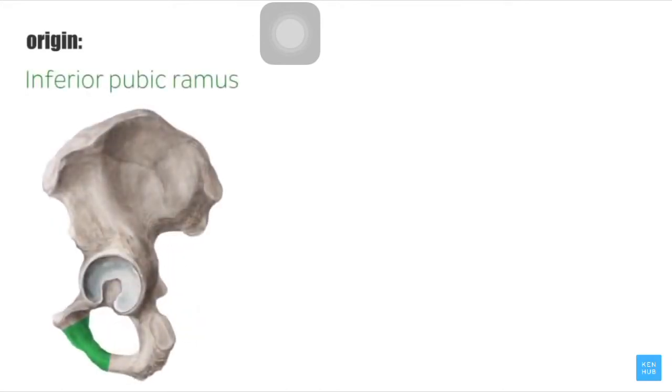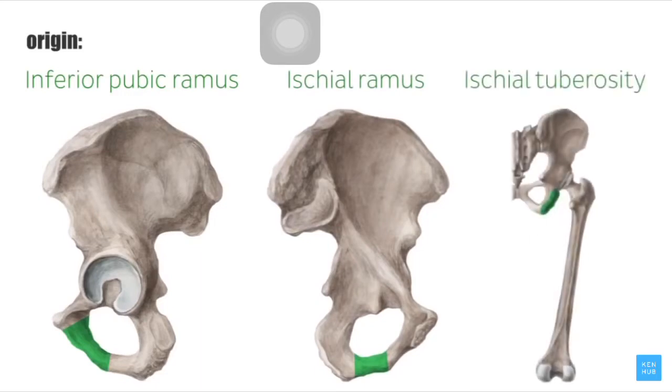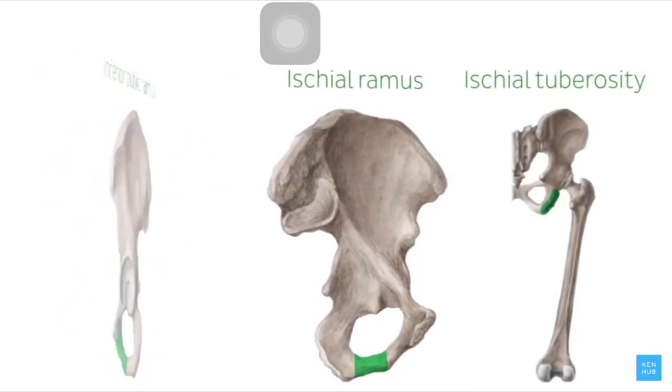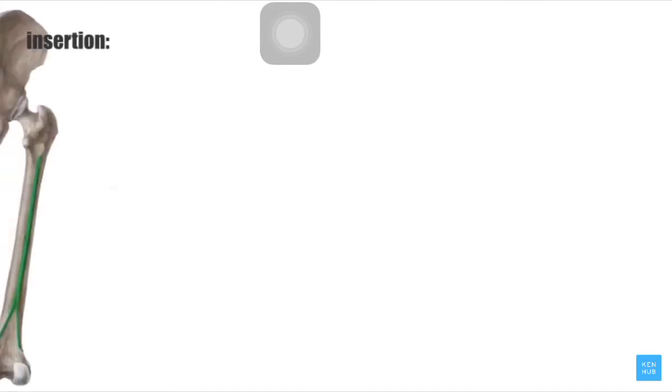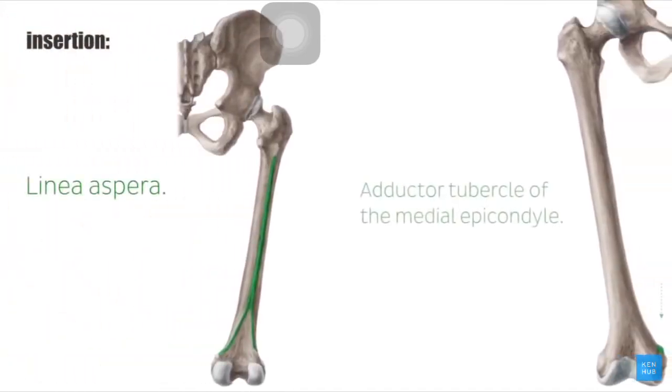The adductor magnus muscle is one of the biggest muscles of the human body. It originates at the inferior pubic ramus, the ischial ramus, and the ischial tuberosity, and inserts both at the linea aspera and the adductor tubercle of the medial epicondyle.